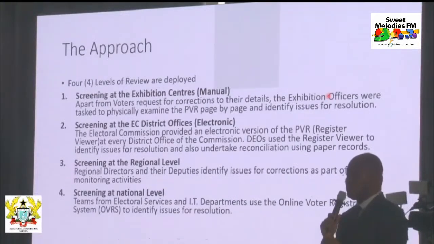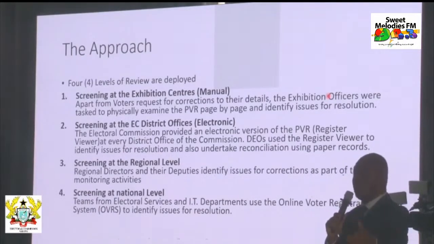At the regional level, we had the regional directors and their deputies having access to similar tools that they used to check that the errors that were being reported, had they been resolved? Were they still persisting? Could they escalate it further so that we could resolve it at the head office if it's something that could not be resolved at the district offices? And obviously at the national level, we could see everything that was going on. And therefore, together with electoral services, we were able to resolve some of the issues that could not be dealt with at the district level. And we used our own tool in-house, the VMS and the OVRS, to resolve some of these issues.